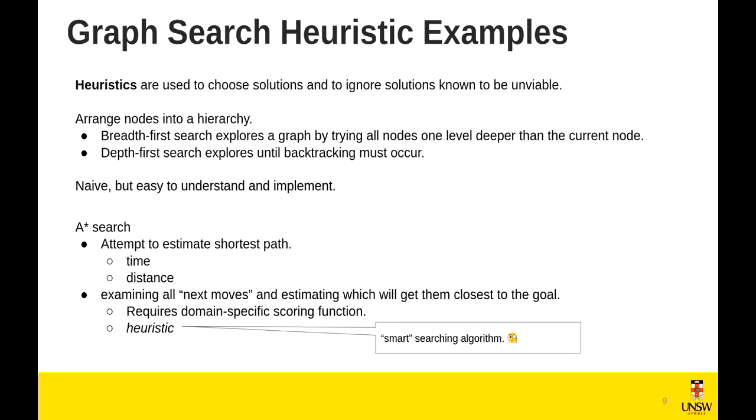And because we are using some kind of heuristics, and BFS and DFS will eventually explore everything, they don't have these kind of heuristics. So A star is considered a smart searching algorithm. And similarly for testing, we can also try to use some heuristics to do smart searching.